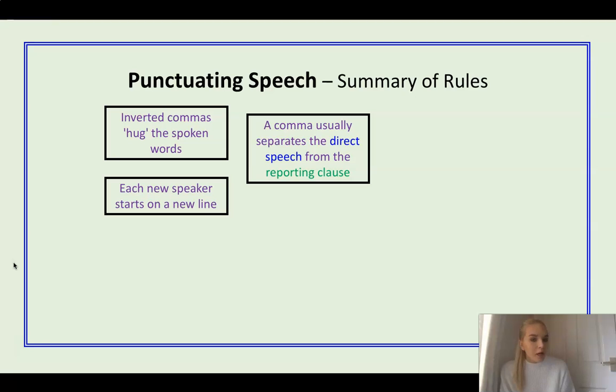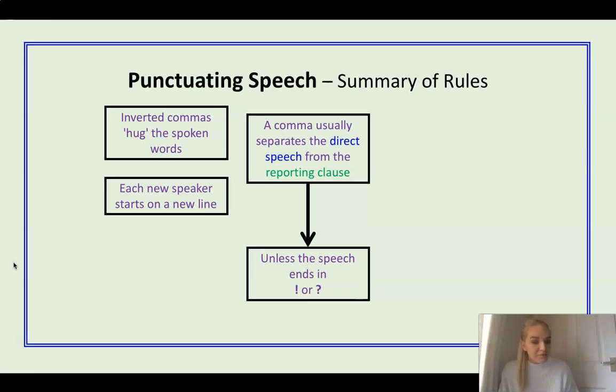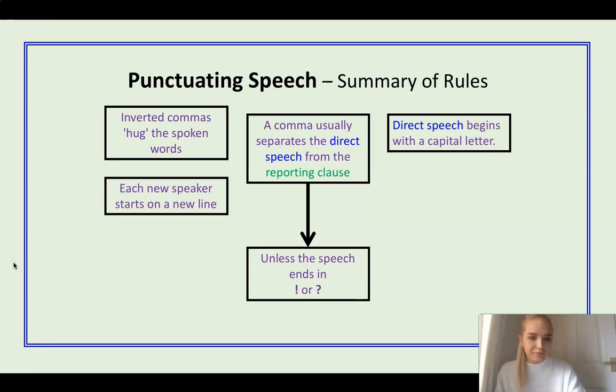Another one: a comma usually, not always, separates the direct speech from the reported clause. But if a comma isn't going to be used, what other forms of punctuation are there going to be here for? Well done. It's going to be either a question mark or an exclamation mark. If the speech ends in one of these, we do not need a comma.